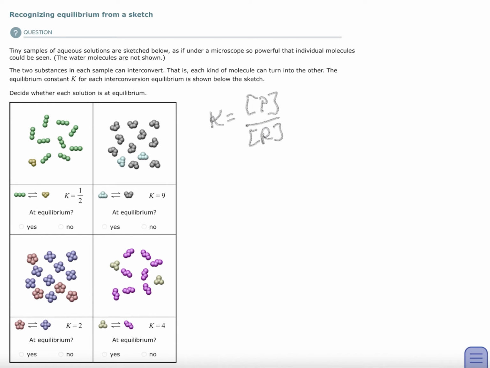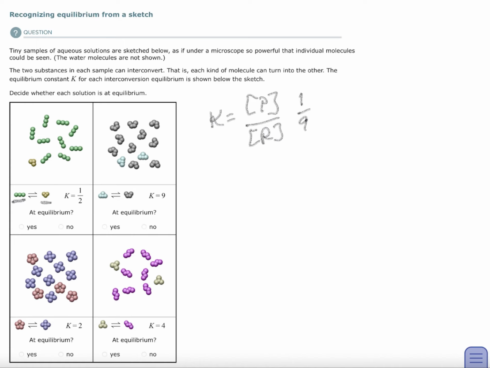You're not given a concentration here, but you are given molecules that you can count. So in this first one, the green circles here in a line are going to be your reactants, and the little brown triangle is going to be your products. How many products do I see? I see one, and I am going to divide that by my reactants, and I count 1, 2, 3, 4, 5, 6, 7, 8, 9. I can count 9 there. And so my K, if this were at equilibrium, would be 1/9.